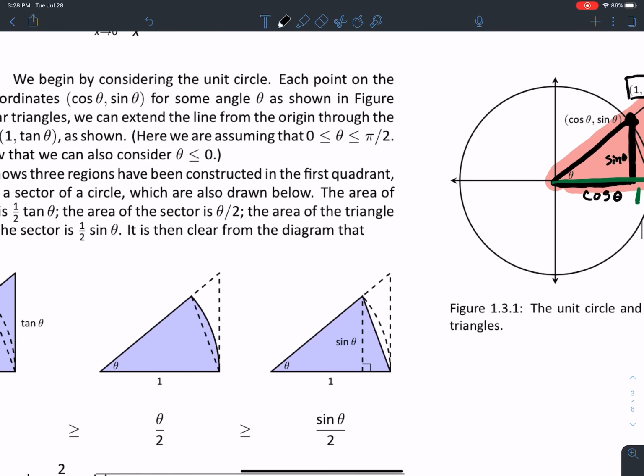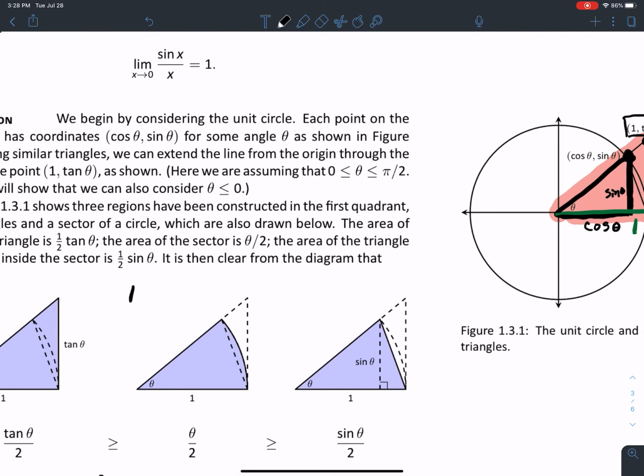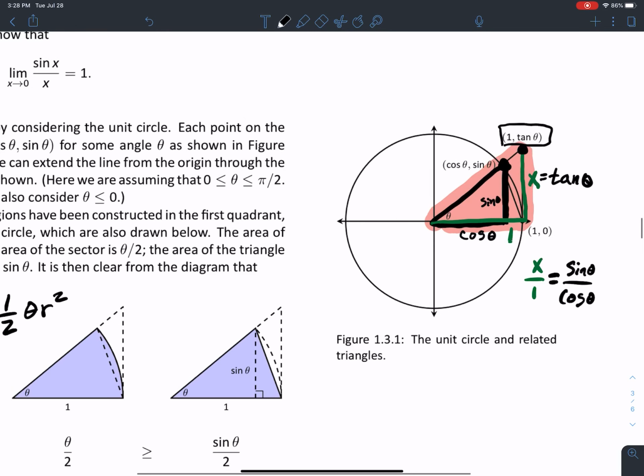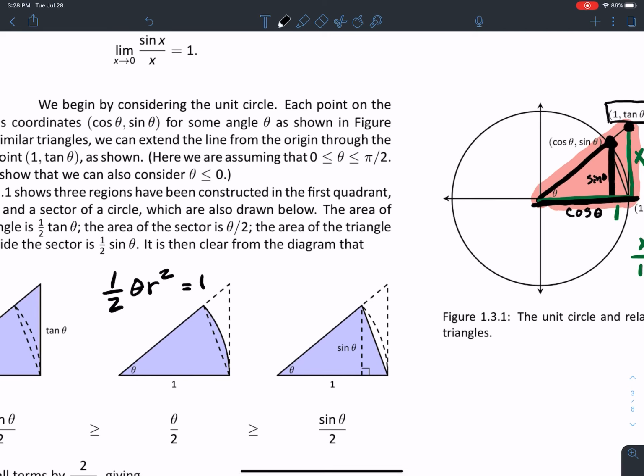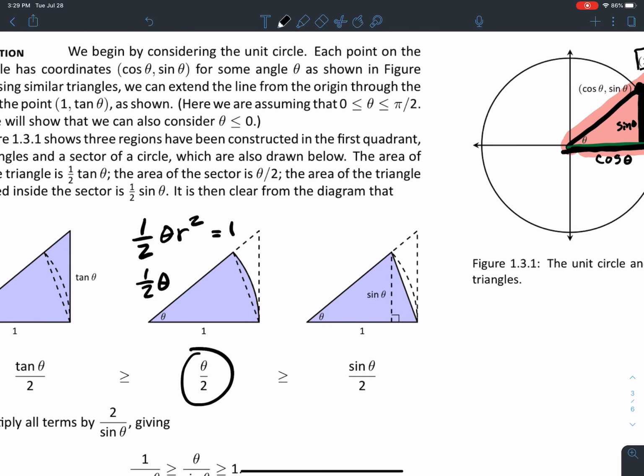Now, to get the area of a sector, you know from pre-calculus, this is 1/2 of theta r squared, right? Okay, so to do this, what do we know? r on the unit circle is equal to 1, so this becomes 1/2 of theta. So that's theta over 2, okay?